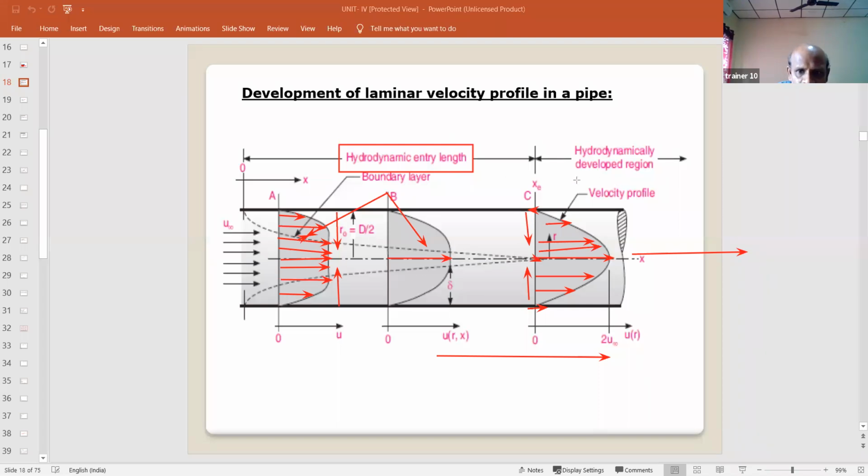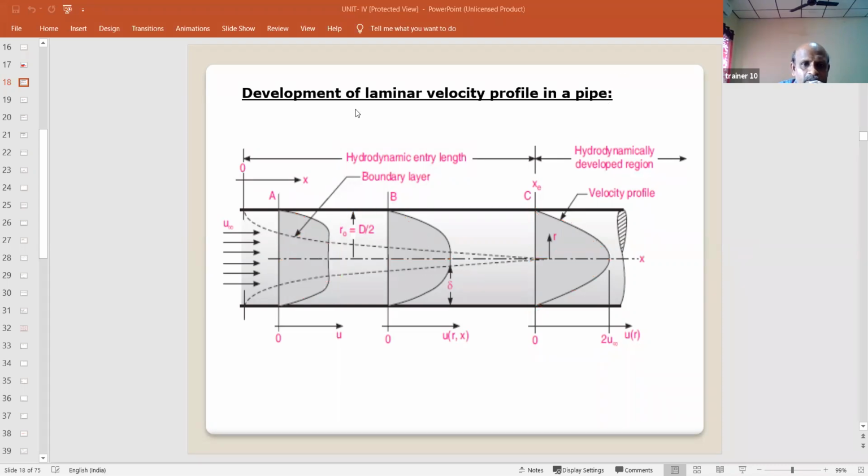After that, as I already told you, this is the developed region. In this direction, we have the developed region, which is called the hydrodynamically developed region. That means after that, we cannot find any formation of the boundary layer. So this is about the development of the laminar velocity profile in the pipeline, that is, internal flow.